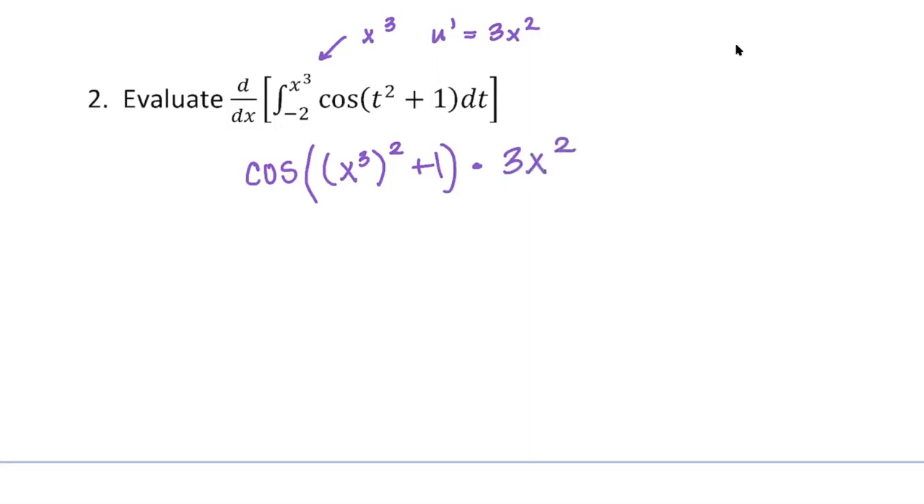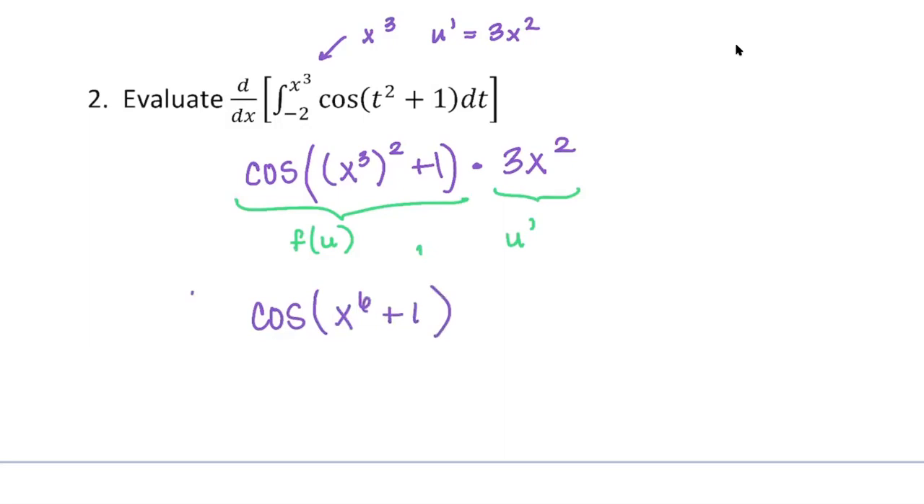Now, again, what is all of this? This right here is f of u, and this is u prime right here. That's what we're ending up with. So the answer, when we simplify this down, is going to be the cosine of x to the 6 plus 1, and I think it's probably nicer to write the 3x squared in the front. So that is what we get when we take the derivative of this integral.